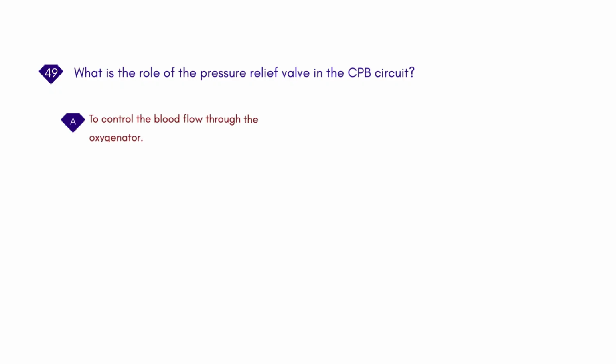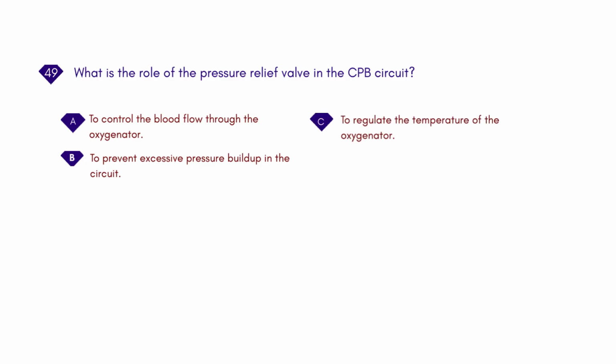A. To control the blood flow through the oxygenator. B. To prevent excessive pressure buildup in the circuit. C. To regulate the temperature of the oxygenator. D. To monitor the pressure in the venous reservoir.